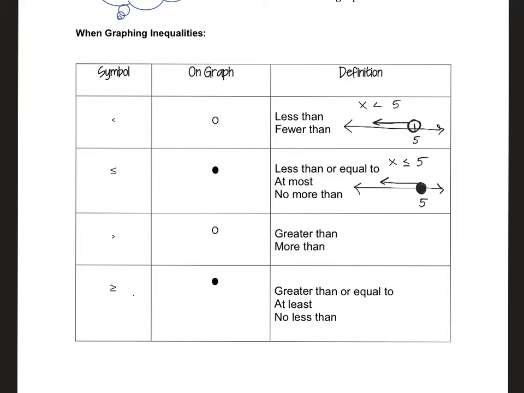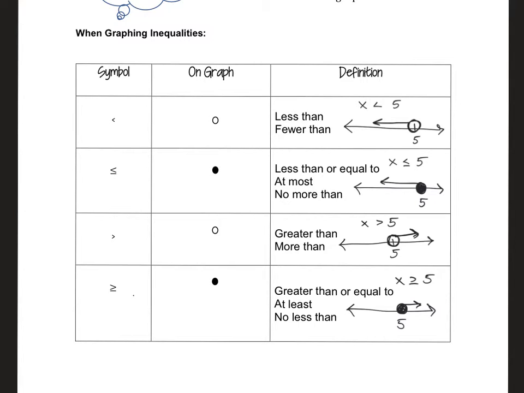Our last two symbols are greater than and greater than or equal to. And same deal with these. If x was greater than 5, then on my number line, at 5, I'd have an open circle, but this time my arrow has to point to numbers that are greater than 5. And for greater than or equal to 5, well, this time x could be 5, so I would have a closed circle here, and my arrow would point towards numbers that are greater than 5.